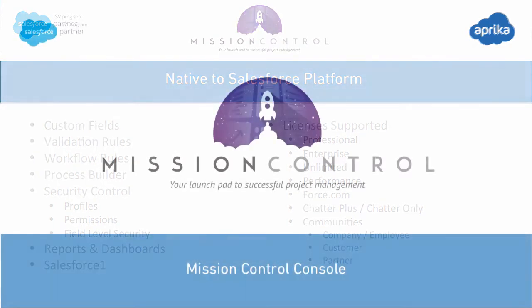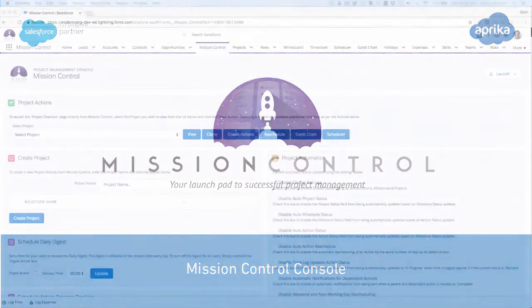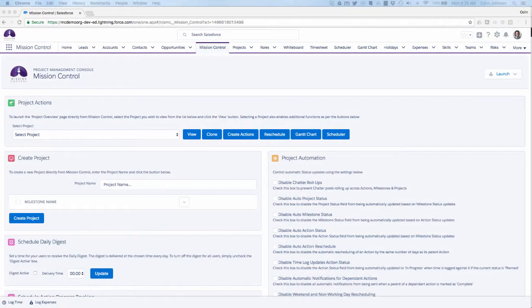So let's jump in and take a look at Mission Control in more detail. We're going to start by taking a look at the Mission Control console. The console gives us quick launch access to all of the key parts of Mission Control. Now we can still access all of those individual elements via the navigation menu at the top, but as you can see, once we're on the console, we've got access to a number of different areas of the system.